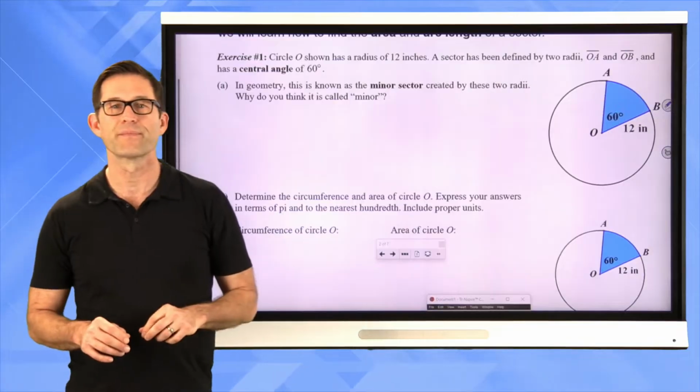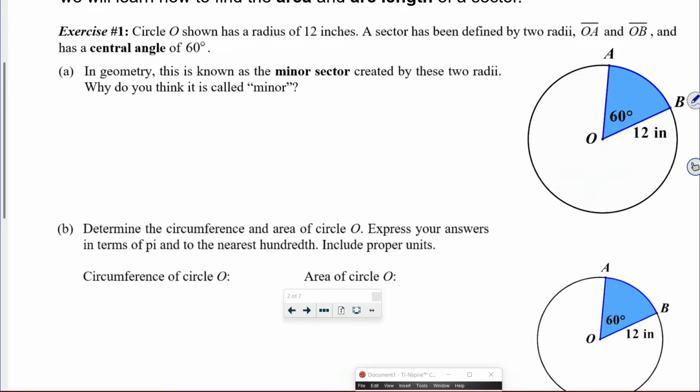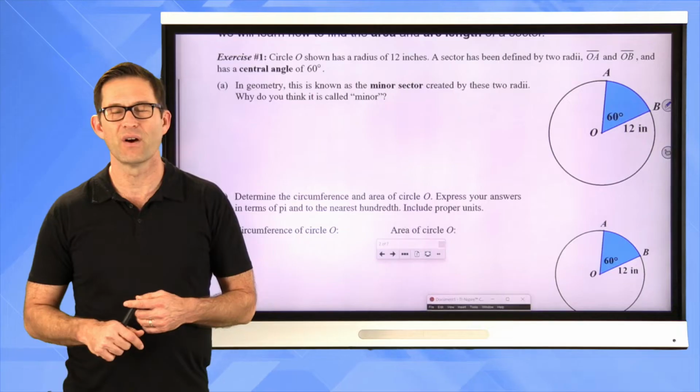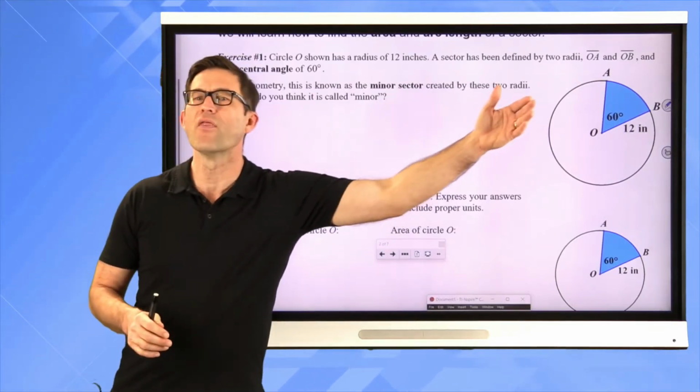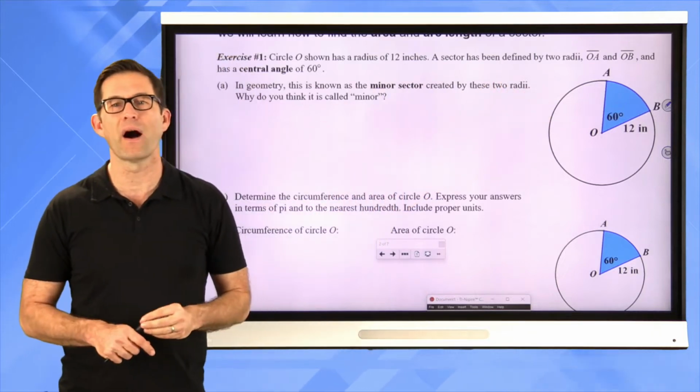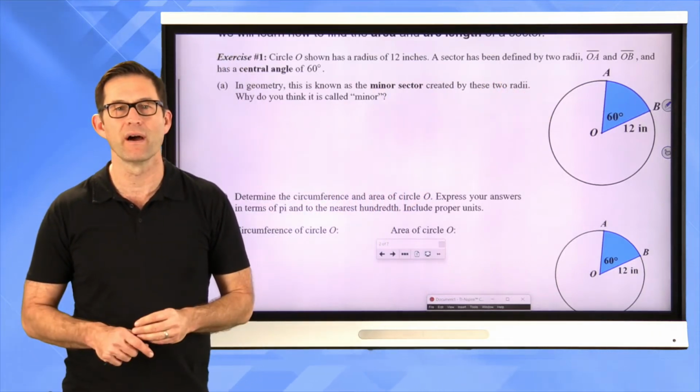Exercise number 1. Circle O shown has a radius of 12 inches. A sector has been defined by two radii, OA and OB, and has a central angle of 60 degrees. Letter A. In geometry, this is known as the minor sector created by these two radii. Why do you think it's called minor? All right, so pause the video now and speculate. Why would I call this the minor sector created by that particular set of radii?